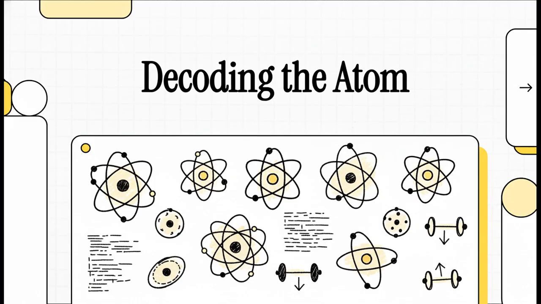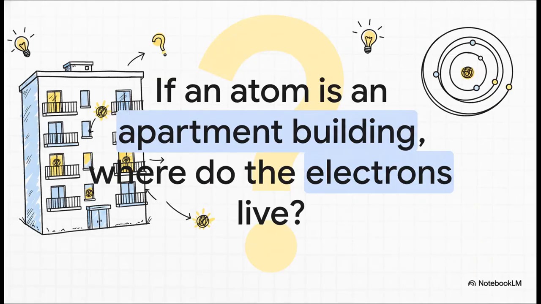Today, we're going to learn how to read that blueprint and understand the rules that literally build the world around us. So to get our heads around this, let's use a little analogy. I want you to picture an atom as a giant apartment building, and the electrons, they're the tenants. The big question we're tackling today is, where do all these tenants live, and how do they decide which apartment to take? That's what we're about to figure out.